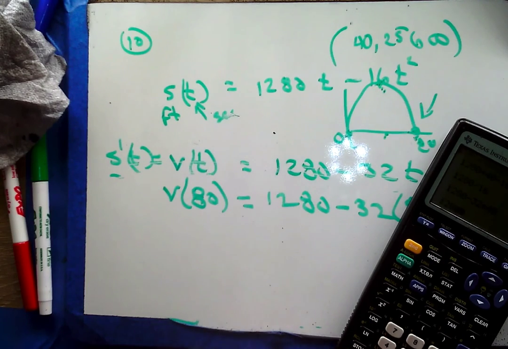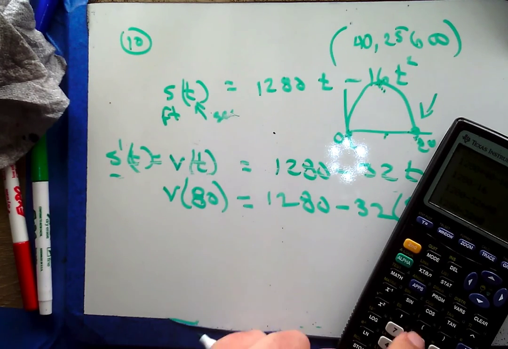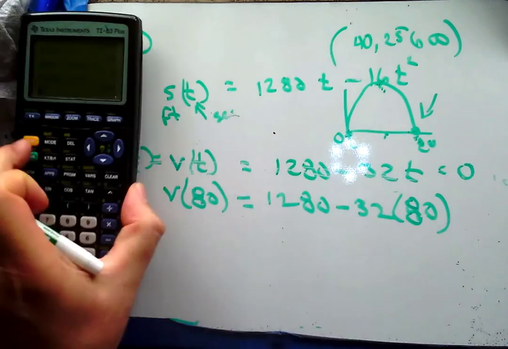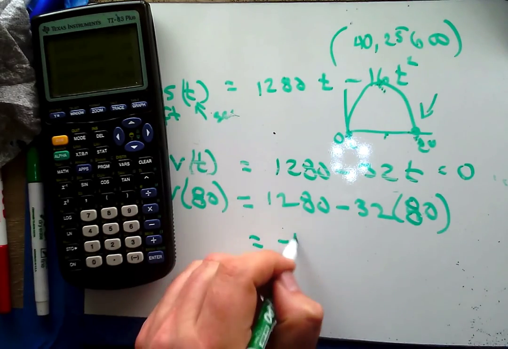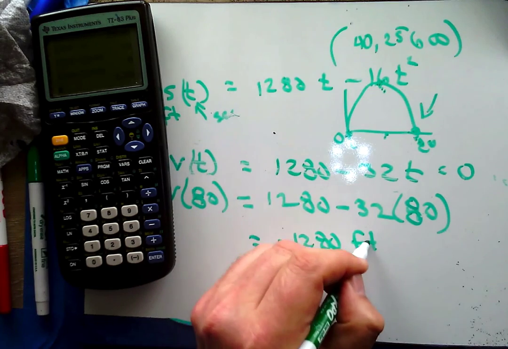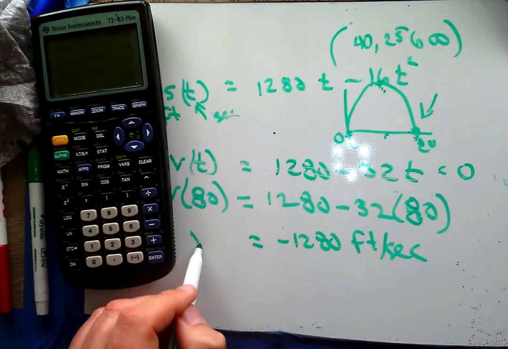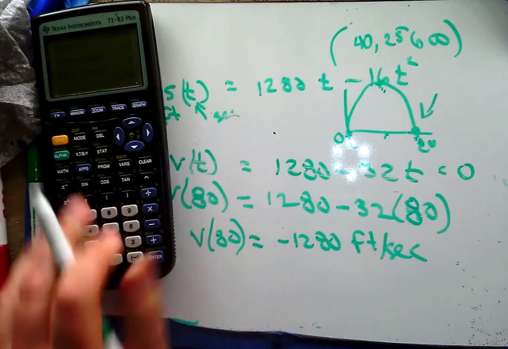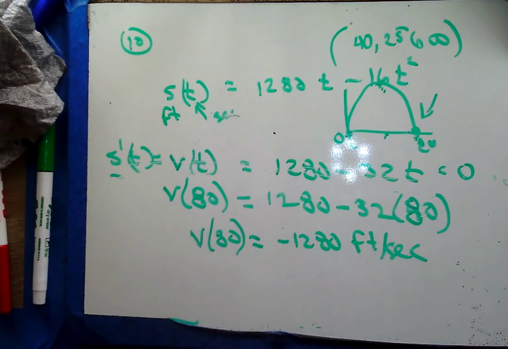All right, 1280 minus 32 times 80. And I get velocity equals negative 1280. And these are feet per second. That is going very fast at time equals 80 seconds.